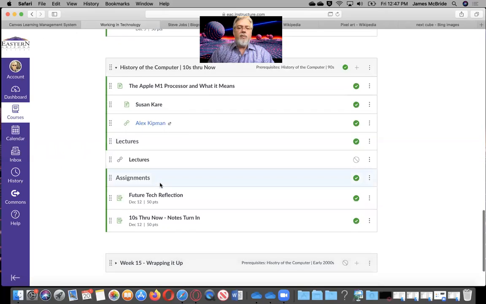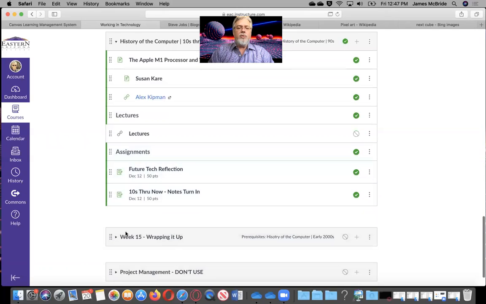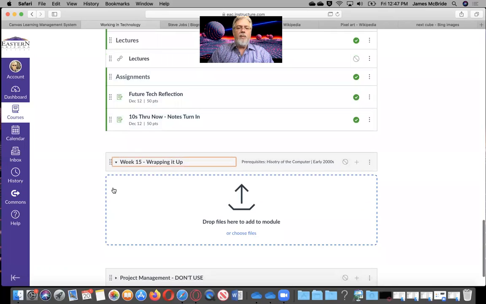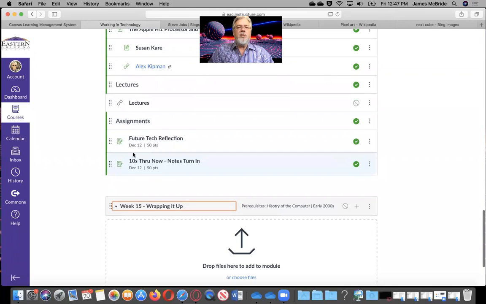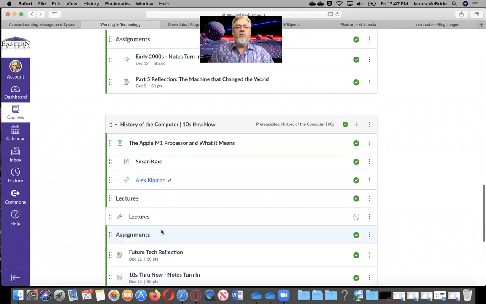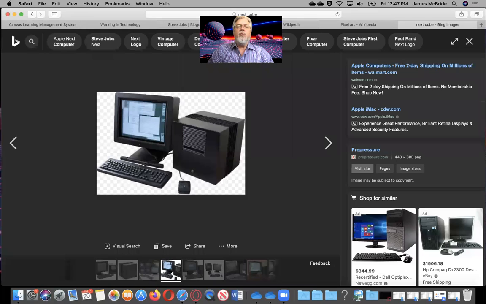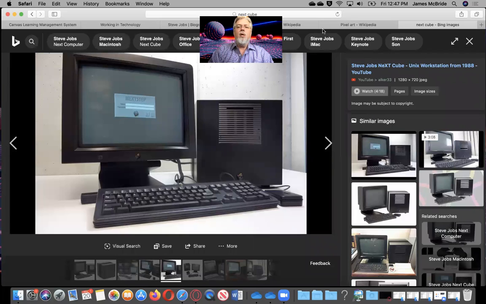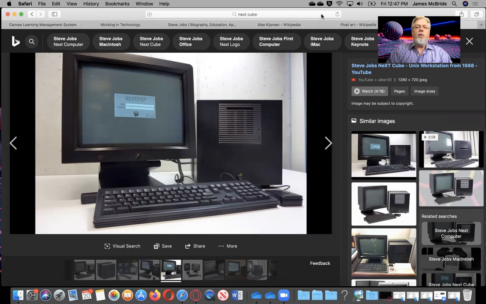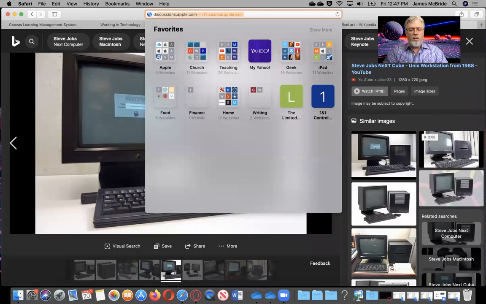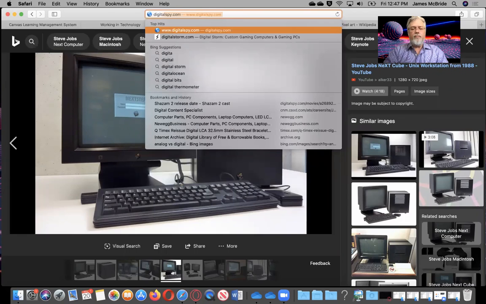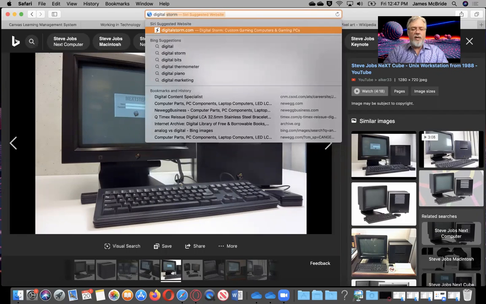Now, a couple of the other things that I wanted to talk about. There's wrapping it up. It's got nothing in there for you. So this is it right here. History of computers, the tens. I want to talk about the internet. We want to deal with its effects on us. I could have put this in the last one, or I could have put it all sorts of places. So I want you to take a look at what the digital divide is.